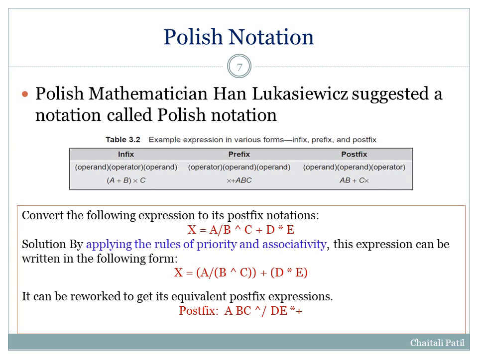Now this plus ab will be considered as one operand, then multiplied by c. So finally we get multiplied by plus a b c as the prefix form of this infix expression.